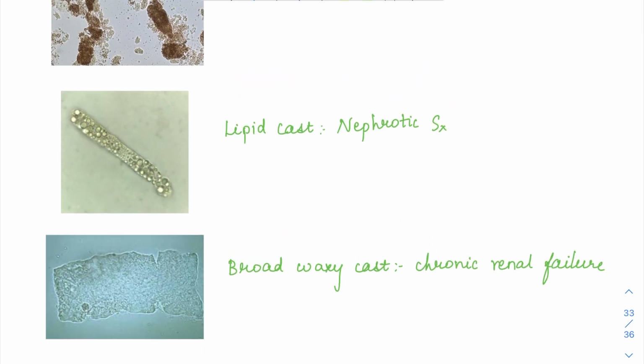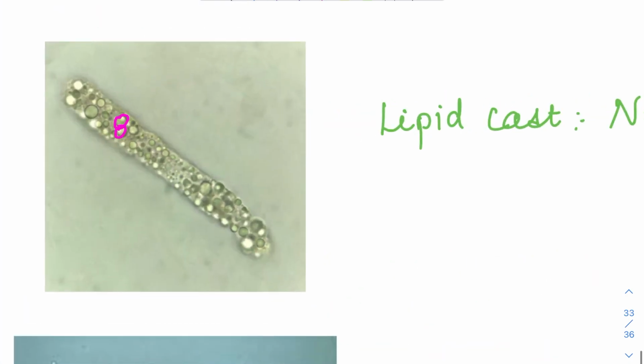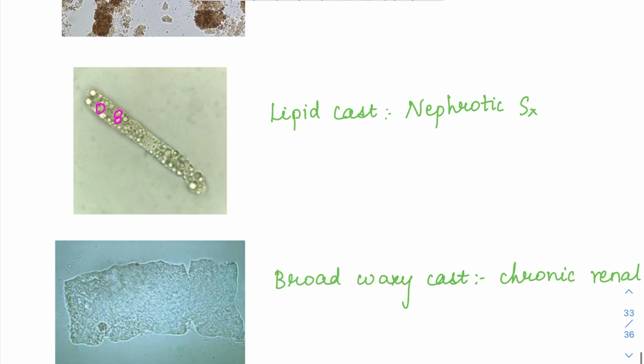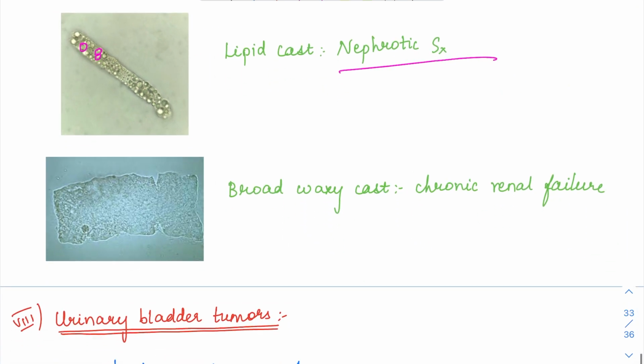Then we have lipid casts. Lipid casts I also already mentioned in nephrotic syndrome. There was hyperlipidemia associated with hyperlipiduria, which forms this lipoid nephrosis in the proximal convoluted tubules, right? After that, it also forms the cast. This lipid gets deposited on the hyaline cast and forms these oval body kind of structures. So these are called lipid casts seen in nephrotic syndrome.